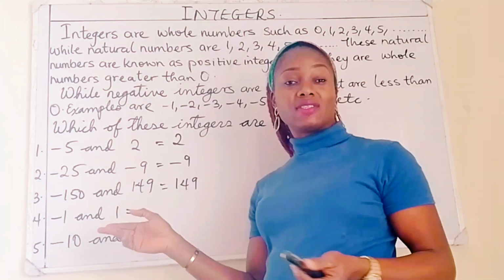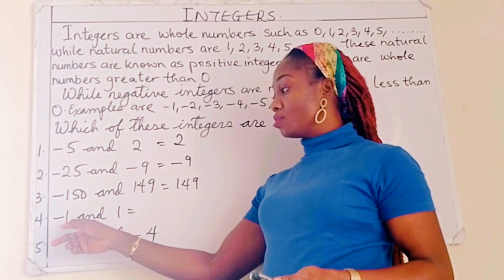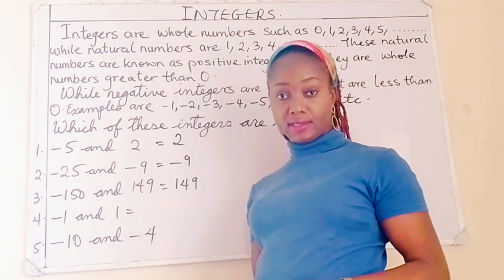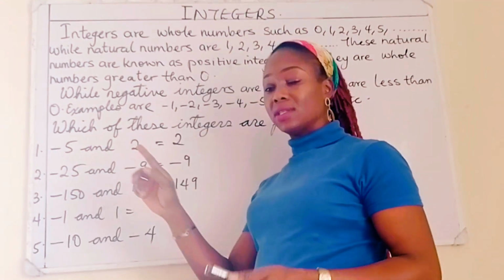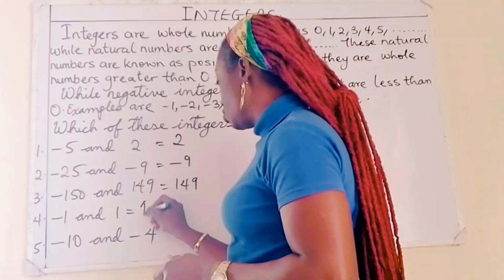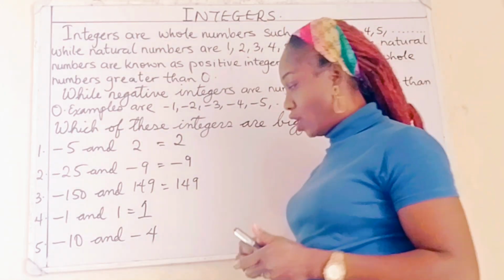Then we have question 4, -1 and 1. 1 is the next number after 0, while -1 comes next on the negative hand side of the number line before 0. So -1 is less than 0 and +1 is greater than 0. So 1 is the bigger number.